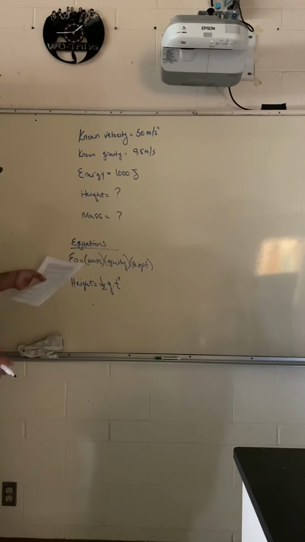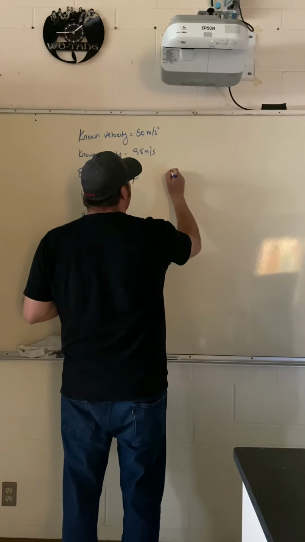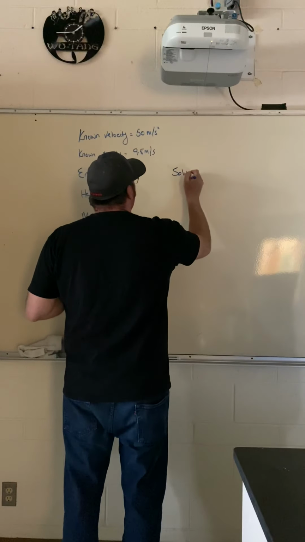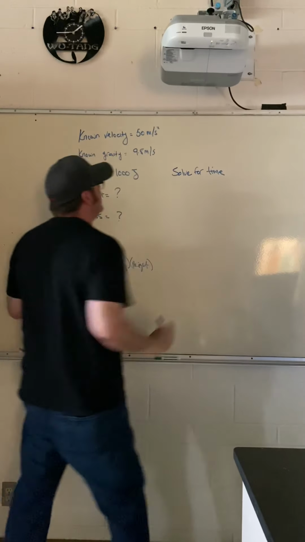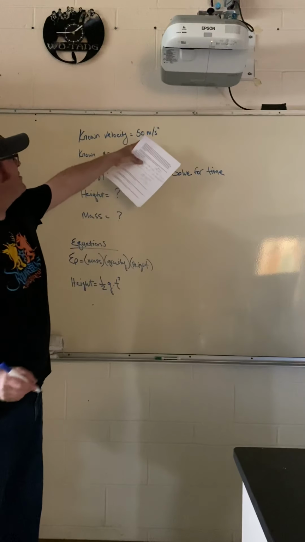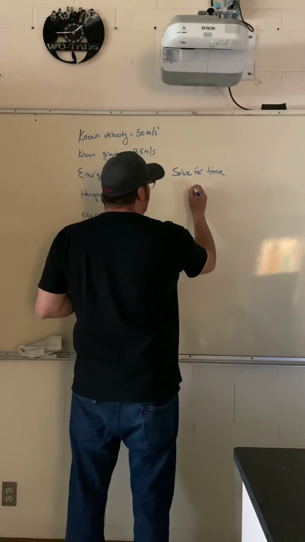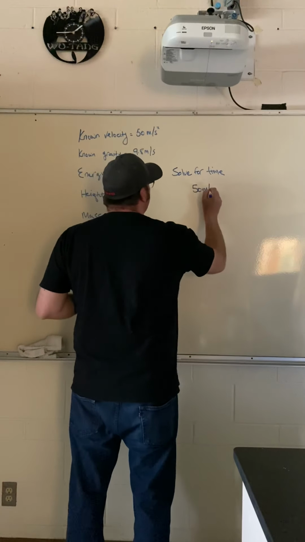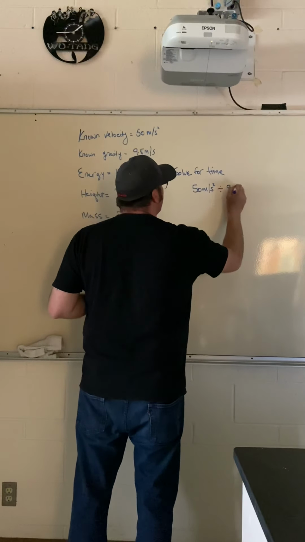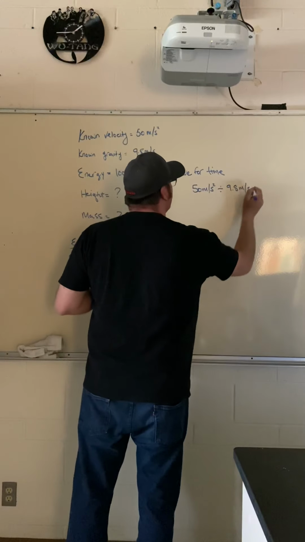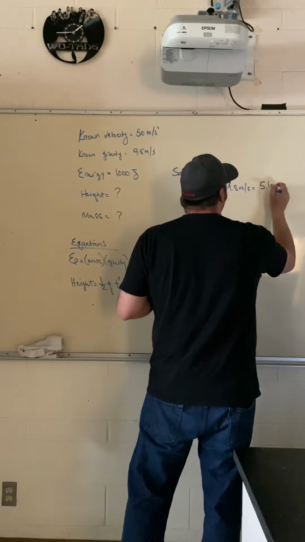The first thing we need to do is solve for time, so we know how long this object has fallen. We have 50 meters per second, and we know our gravity is 9.8 meters per second squared, so this can calculate our time. We go 50 meters per second divided by 9.8 meters per second squared, and we'll come up with 5.10 seconds.